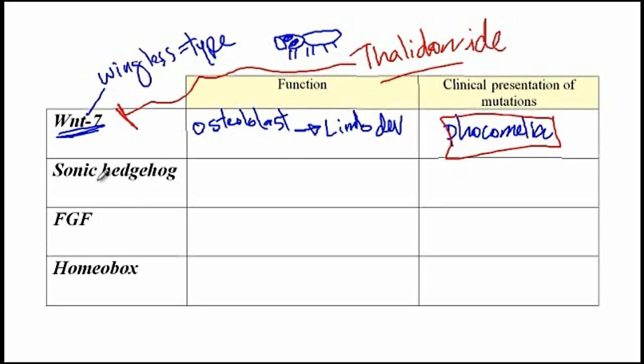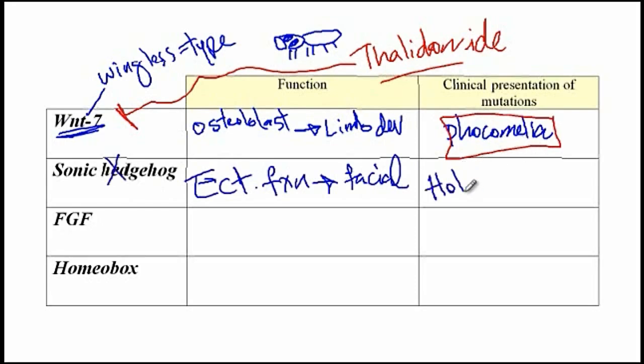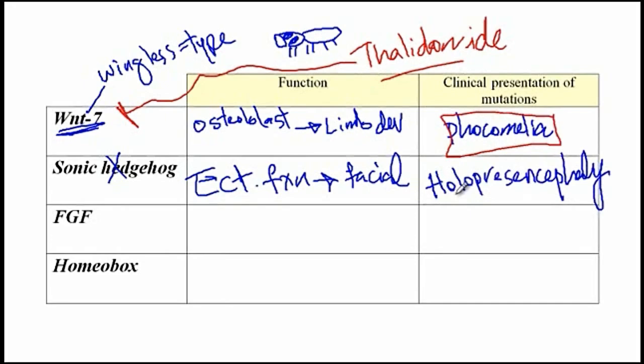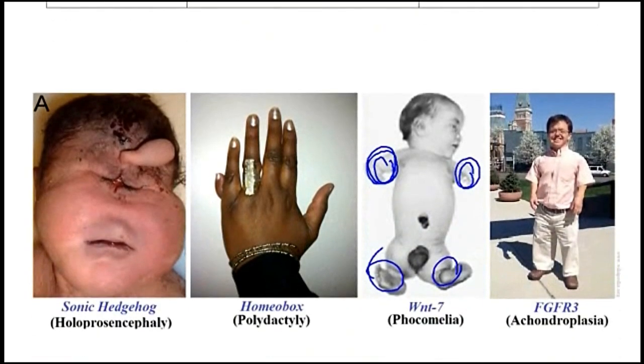The other gene I would like to talk about is the sonic hedgehog gene, and it functions in ectodermal functioning, and by that it induces development of the facial features. Patients that have defects in the sonic hedgehog gene will develop holoprosencephaly, where the hemispheres of the forebrain remain fused and the facial features such as the nose will be absent in these patients. Here is an example of holoprosencephaly from mutations in the sonic hedgehog gene.